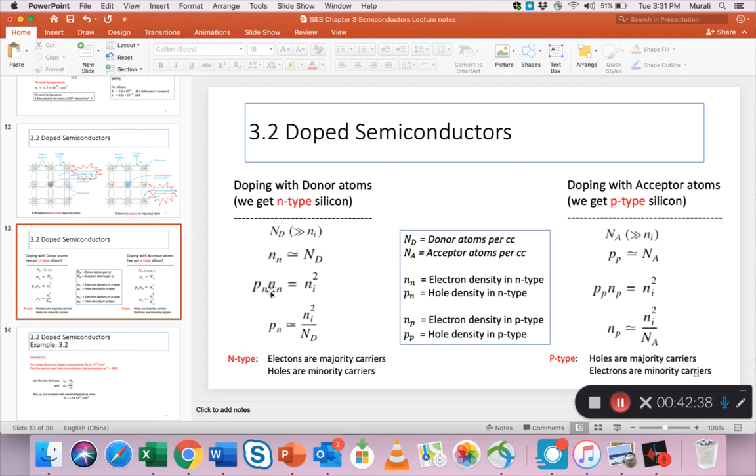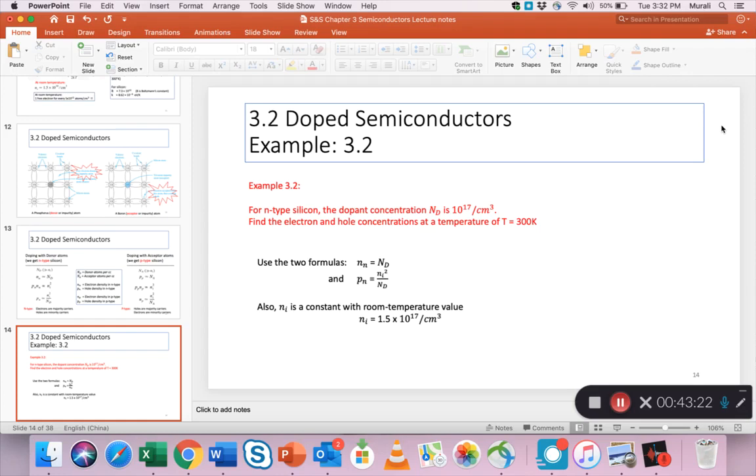Also there's another relationship, the product of Pn and Nn equals Ni square, and Pn equals Ni square by Nd. In this case we show Np equals Ni square by Na, okay. In n-type, electrons are called majority carriers and holes are called minority carriers. In p-type, holes are majority carriers and electrons are minority carriers. So please pay attention, try to understand this. This is pretty elementary, it's just defining many things, but you will need to become familiar and comfortable with all this.